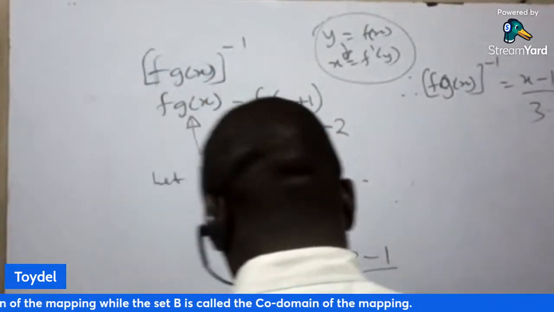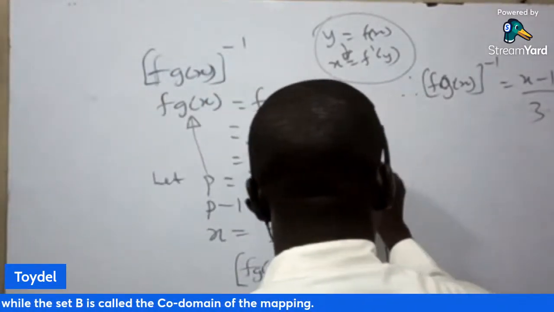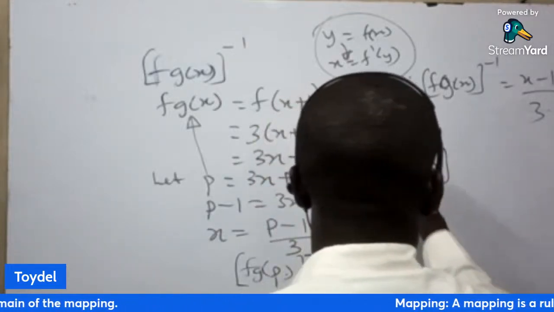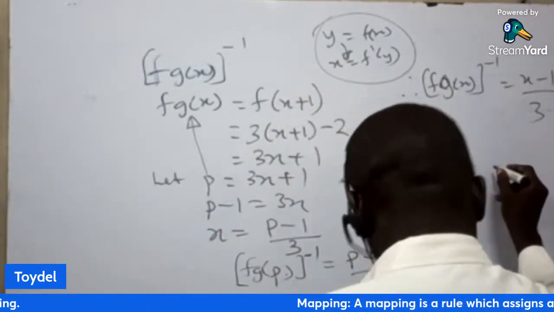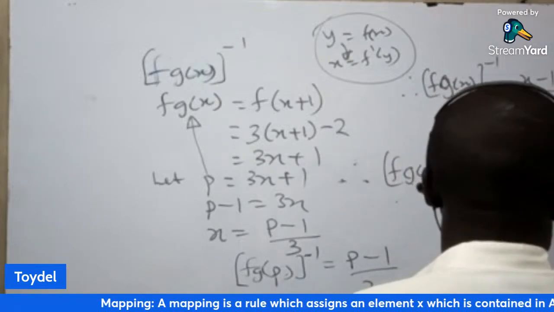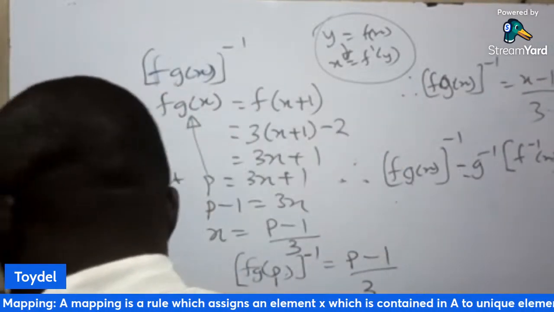Therefore, we have been able to show that f of g of x inverse is equal to g inverse into bracket f inverse of x. And that is what we are asked to show.